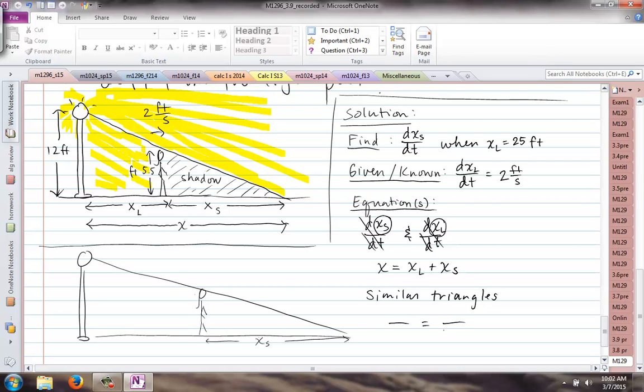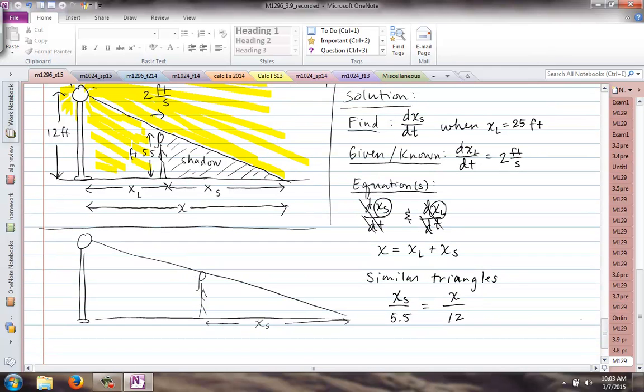There's 4 blanks here. With x sub s, that is the base of the smaller shadow triangle, and the height of the woman is 5.5 feet. So that's a place I can get started. The base of the overall triangle is x, and then the height of the overall triangle is 12.